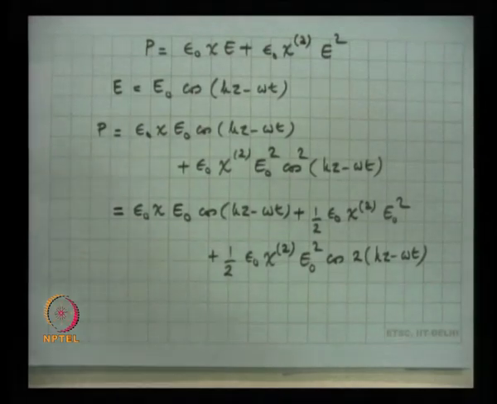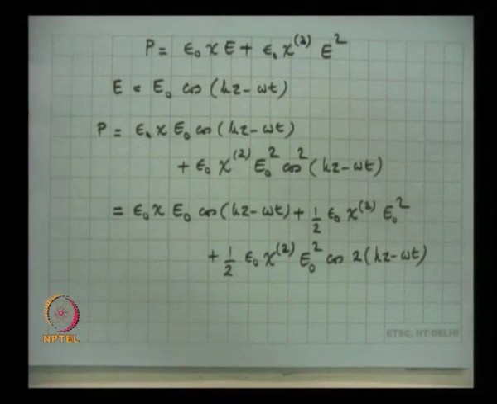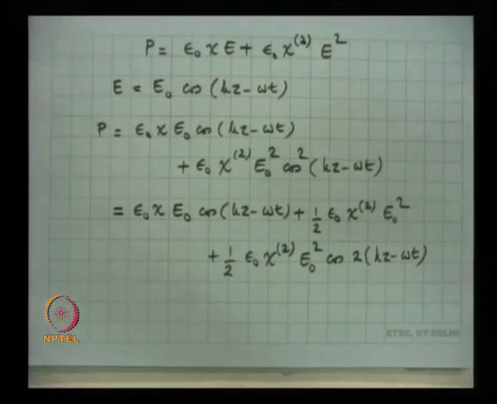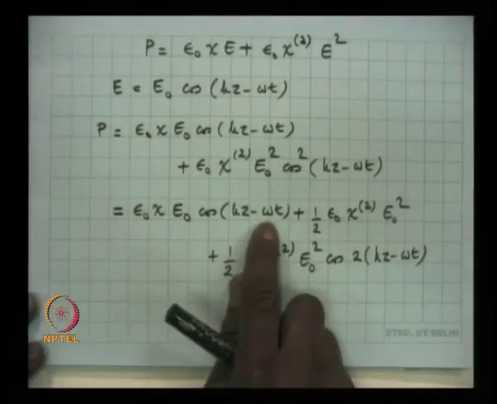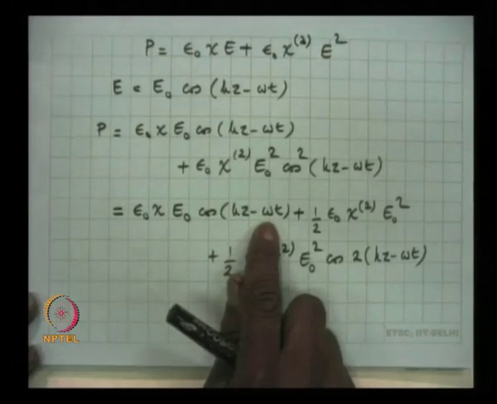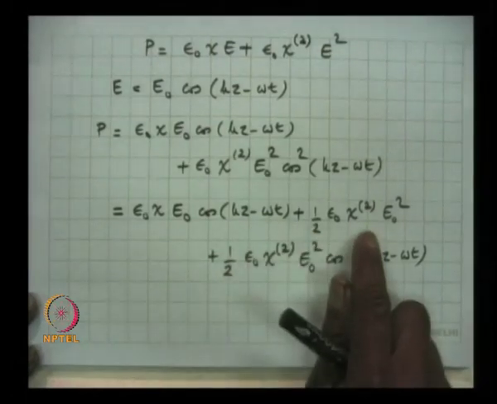I have written cos square (kz minus omega t) as half of 1 plus cos 2(kz minus omega t). Now, recall what is polarization. Polarization is dipole moment per unit volume. So, this polarization represents dipoles. This term gives me polarization oscillating at frequency omega. This term represents a polarization independent of time.